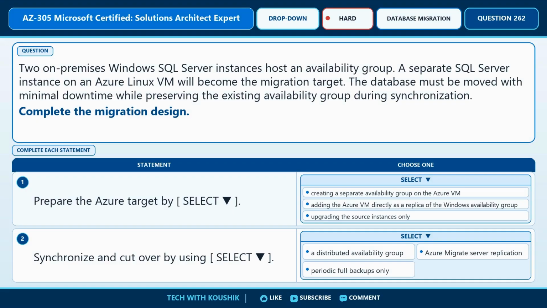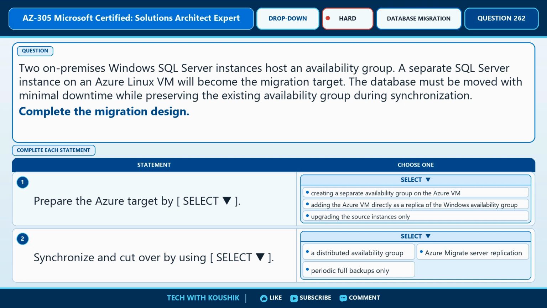Let us examine question number 262. Begin by examining the scenario. 2 on-premises Windows SQL Server instances host an availability group. A separate SQL Server instance on an Azure Linux VM will become the migration target. The database must be moved with minimal downtime while preserving the existing availability group during synchronization.